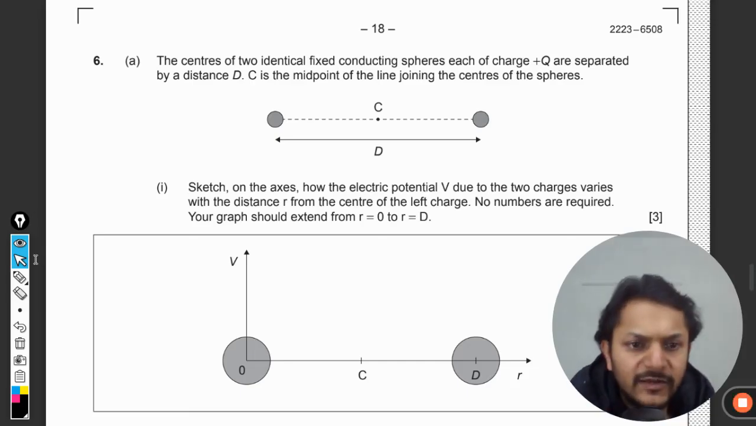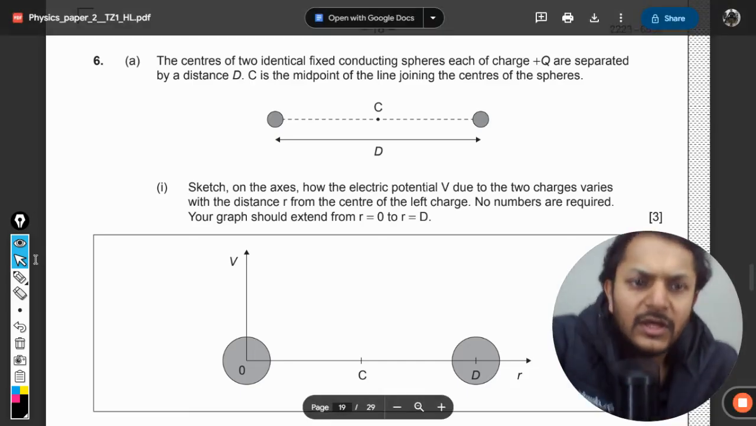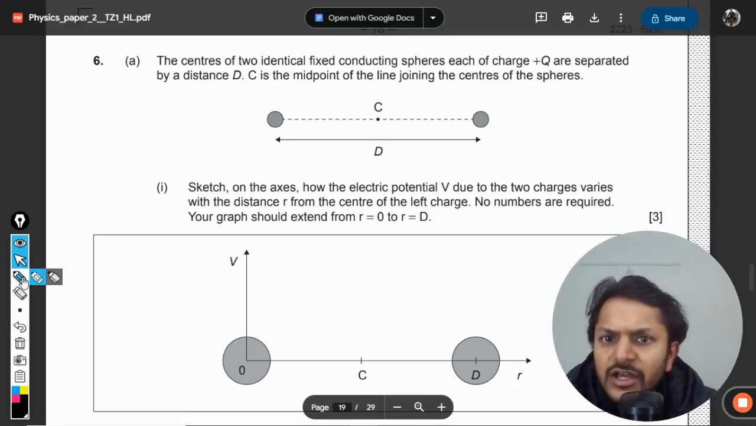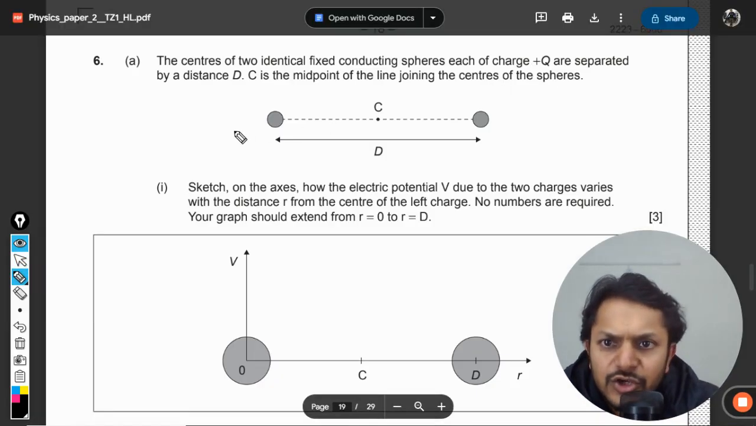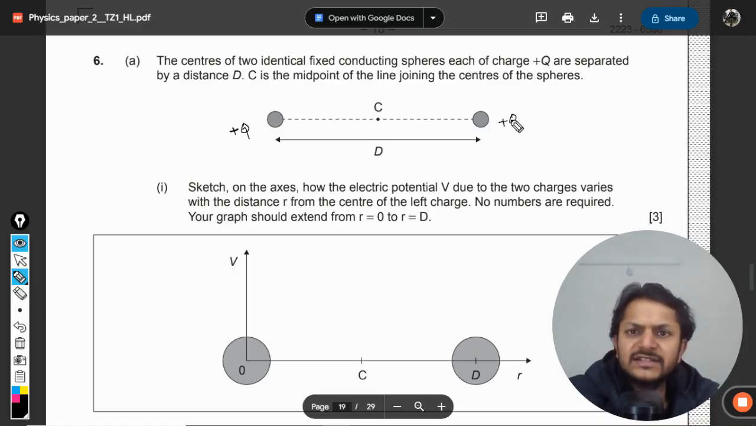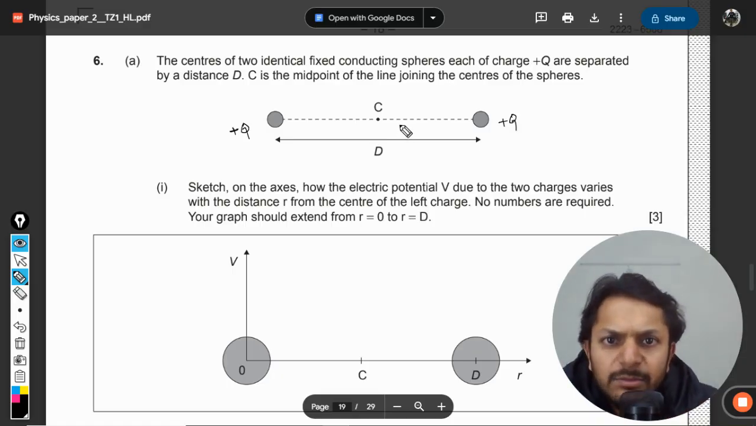Okay, dear student, let us see what is there in this question. The centers of two identical fixed conducting spheres, each of charge plus q. So this is plus q, and this is also plus q. They are separated by a distance capital D. C is the midpoint of the line joining the centers of the sphere.